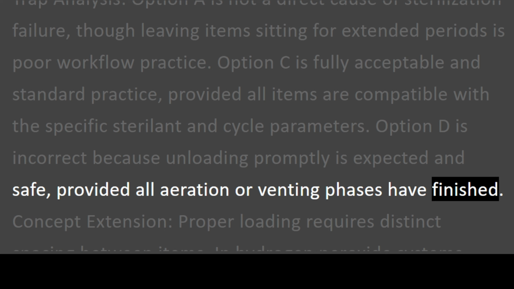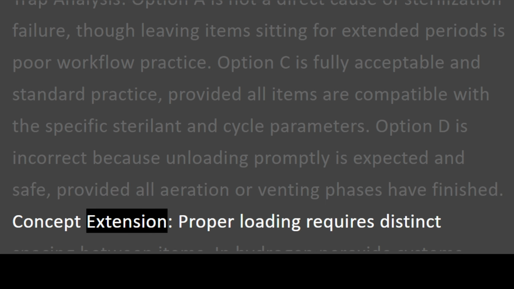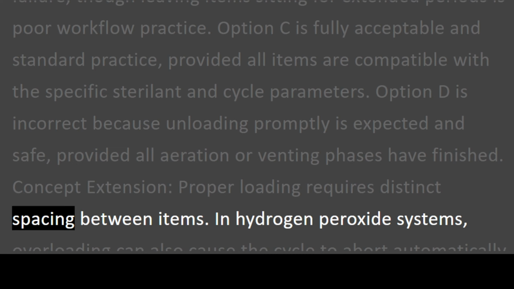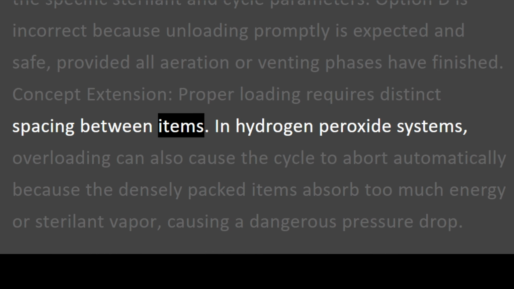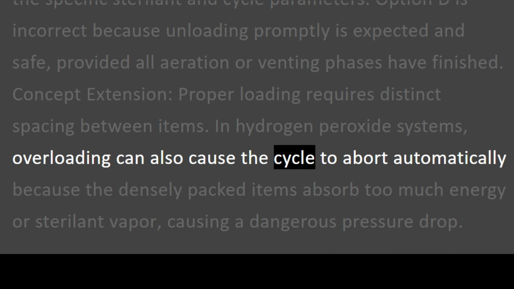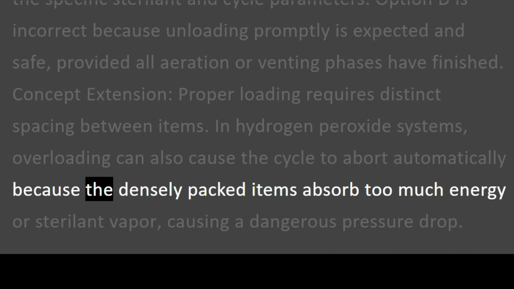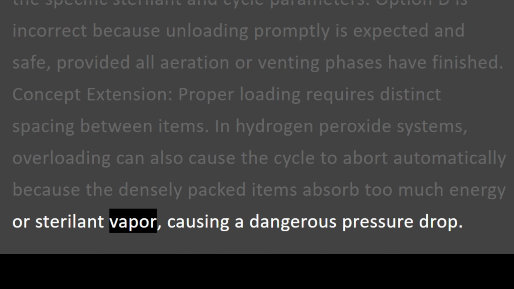Concept extension. Proper loading requires distinct spacing between items. In hydrogen peroxide systems, overloading can also cause the cycle to abort automatically because the densely packed items absorb too much energy or sterilant vapor, causing a dangerous pressure drop.